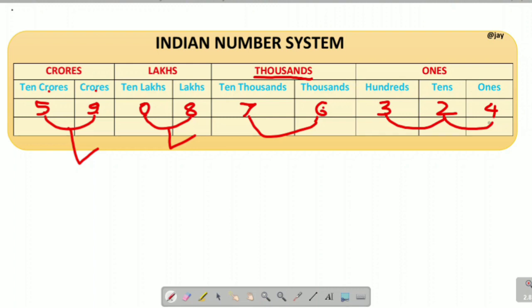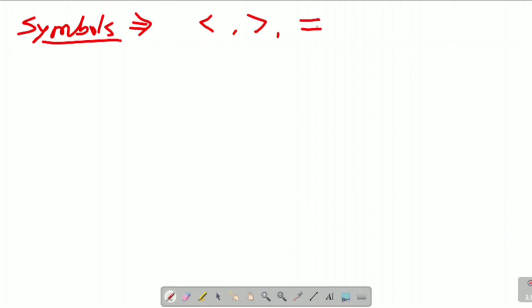And now come to the third topic, which is comparison between numbers. So how do we compare numbers? To compare numbers, we generally use some symbols. So what are the symbols? Let's know them. First is smaller than, second is greater than, and third is equal to. So here the first one is smaller than. In which condition do we use smaller?